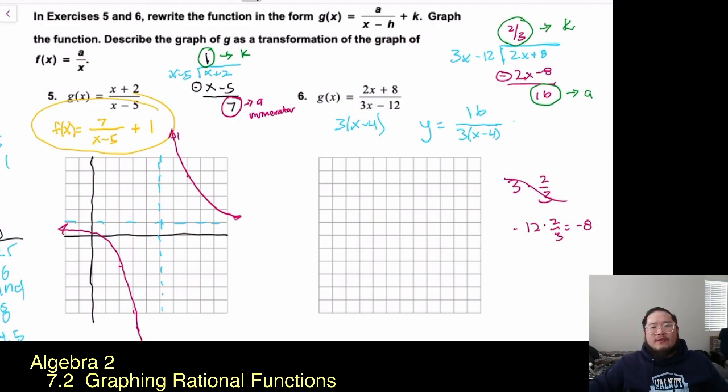So we have our asymptotes. My vertical asymptote is 4. My horizontal asymptote is at 2/3. All right, so now we know how to take an equation where we have coefficients in both numerator and denominator and turn it into this y is equal to a over x minus h plus k. All right, that leads us to the end right here of 7.2.